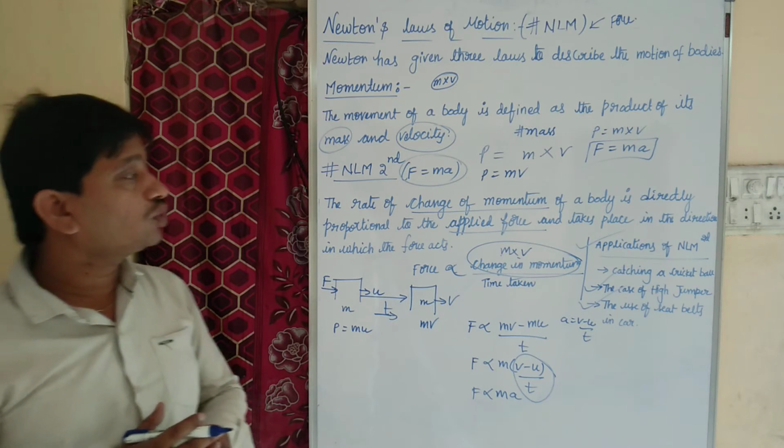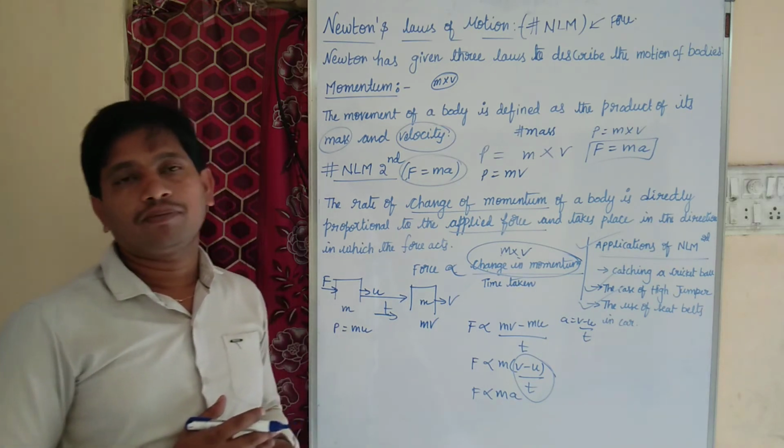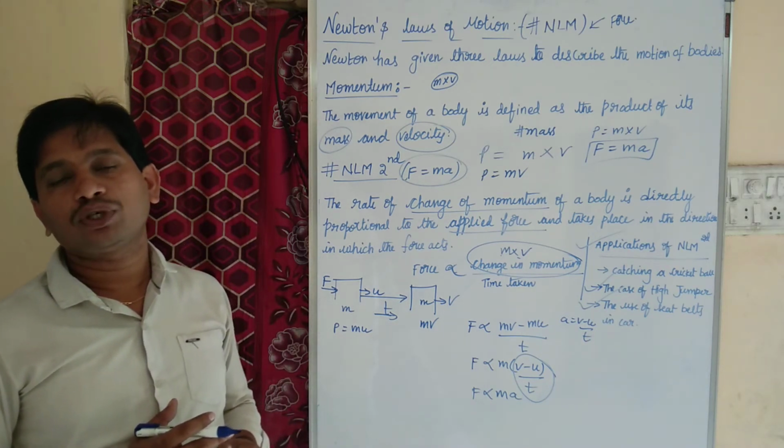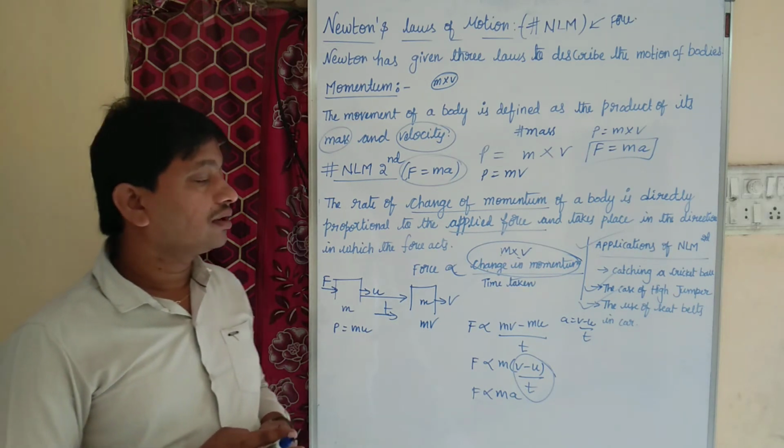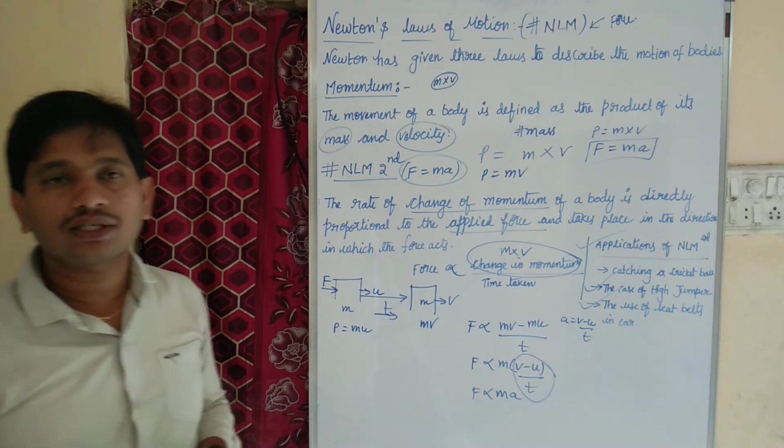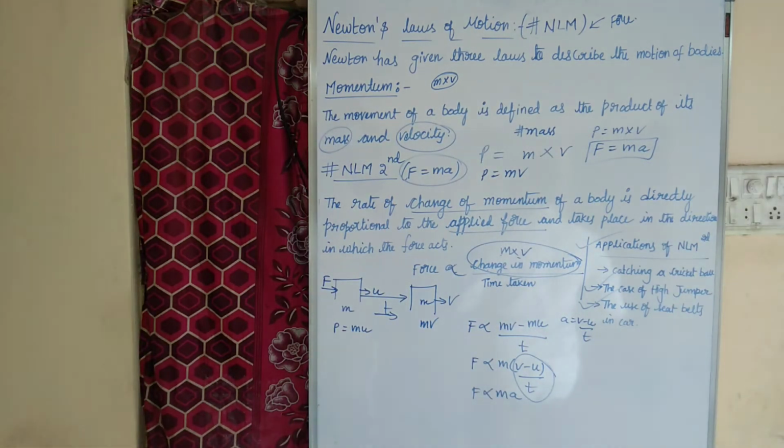What is Newton's second law of motion? F equal to ma. Force is directly proportional to the product of mass and acceleration. F equal to ma. That is called Newton's second law of motion.